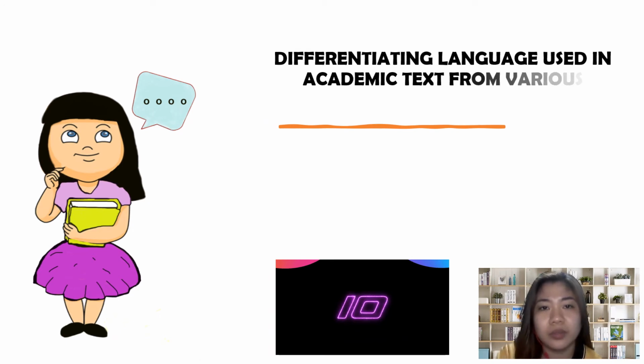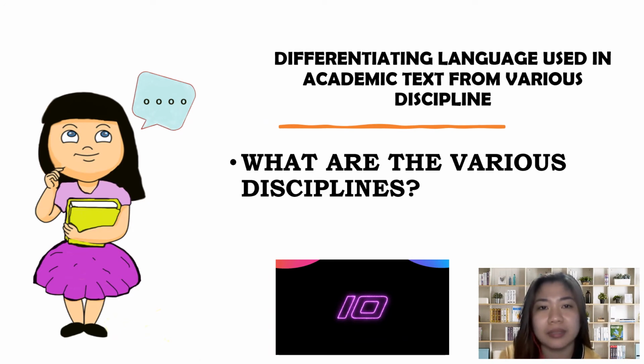Okay, now that we're done discussing academic texts or writing, the features of language, and styles of writing, let us now proceed to differentiating language use in academic texts from various disciplines.